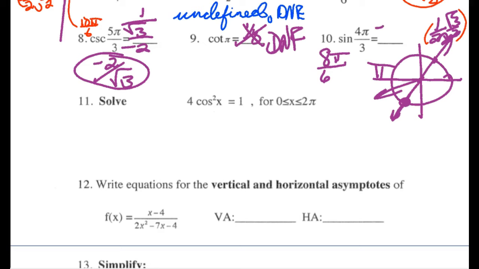So I get negative root 3 halves. And I'm done. So nice and easy. Next up, solving for x.